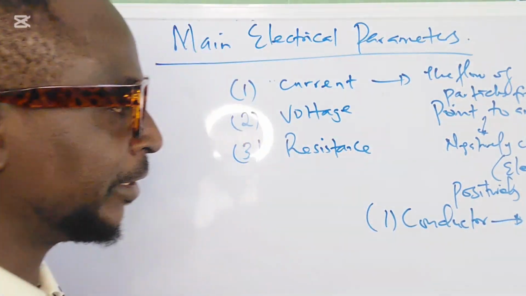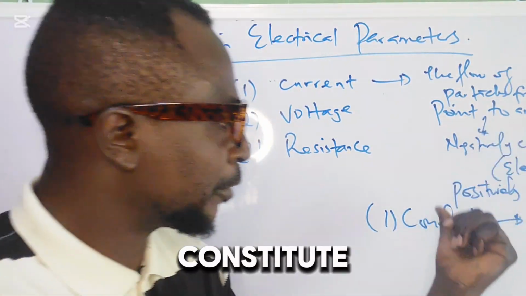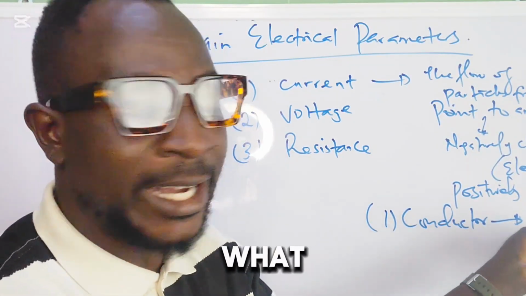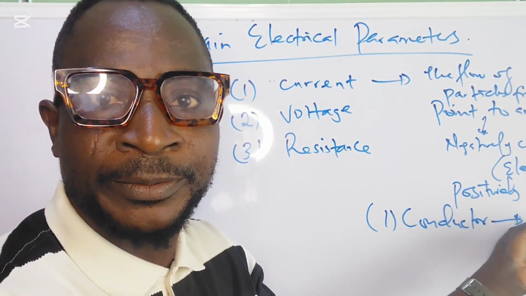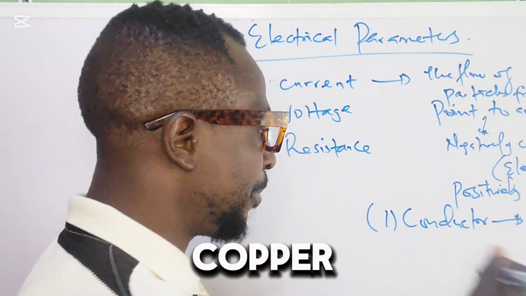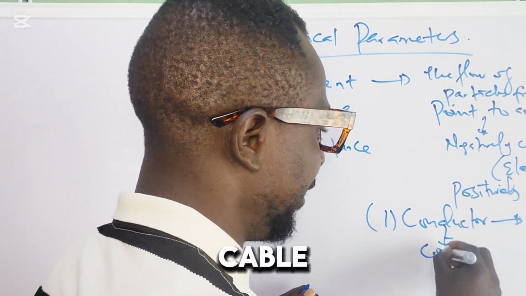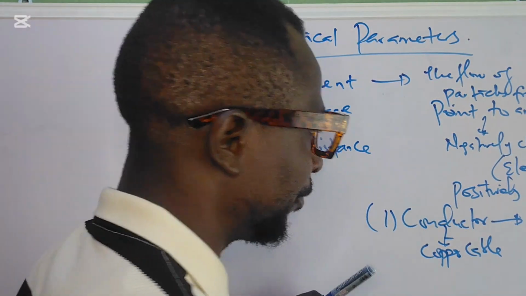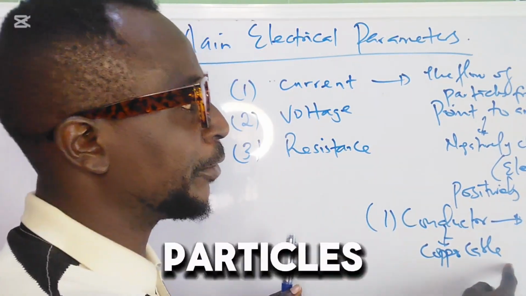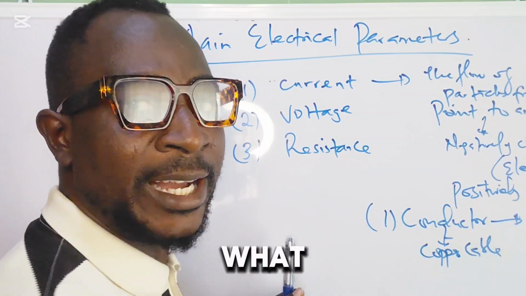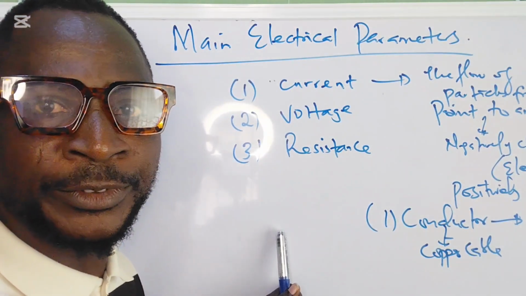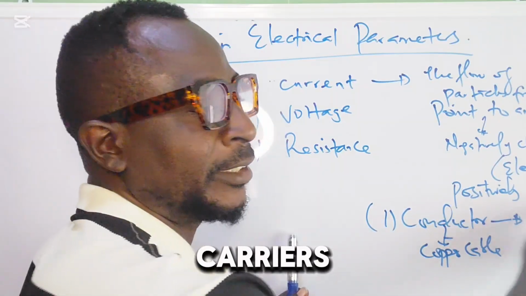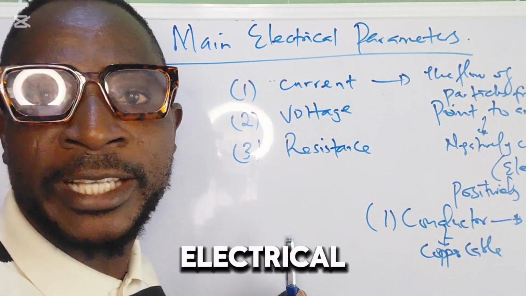What does this mean? It means what constitutes current in a conductor are what? Are electrons. Like your copper cable, e.g. copper cable. So the flow of charged particles, the charged particles are what? Are electrons. So you should take note of this. At least this is what forms the major carriers in most electrical circuits.